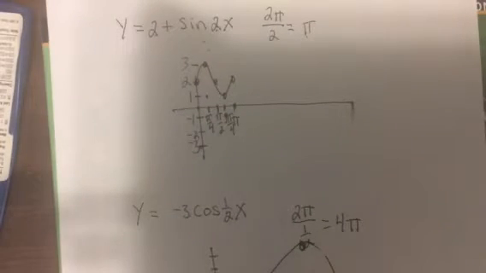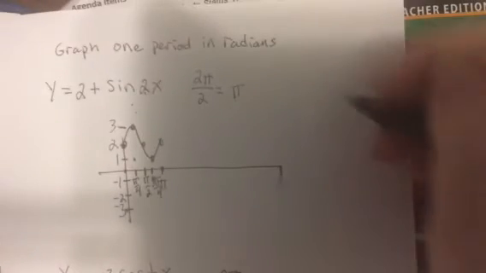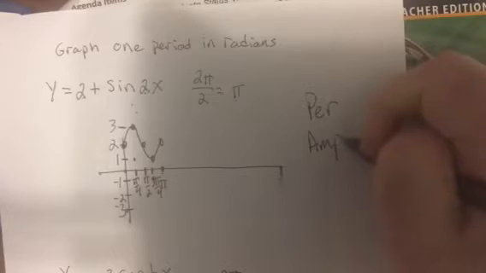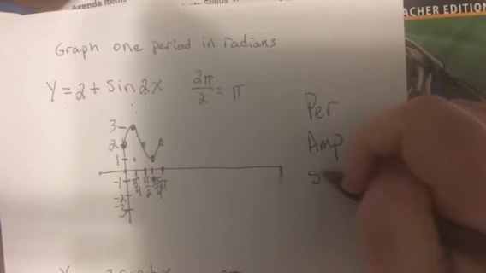So, that's if you have more than one thing to change. Always do period, then change the amplitude, and then a shift.